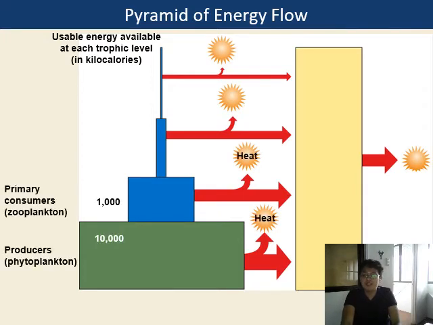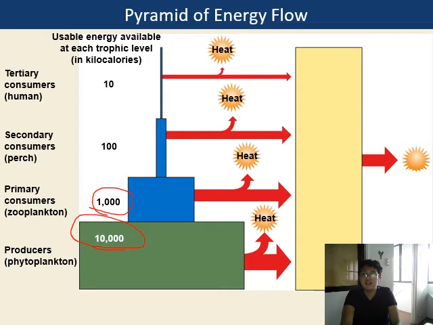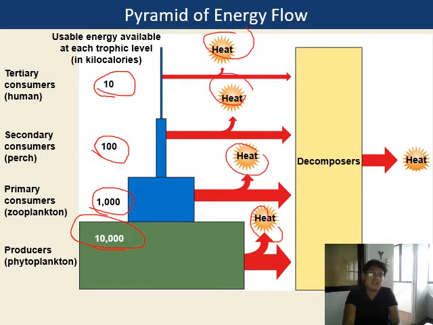So from the phytoplankton, it has 10,000 calories. 90% of these calories is lost, and so primary consumers like zooplankton are left with just 1000 calories, and so on and so forth with secondary consumers. From 1000 it becomes 100 calories, and then the tertiary consumer, the humans, we only get 10 calories of energy. So the rest of that energy is lost in the form of heat. This one, and this one, and even in decomposition.